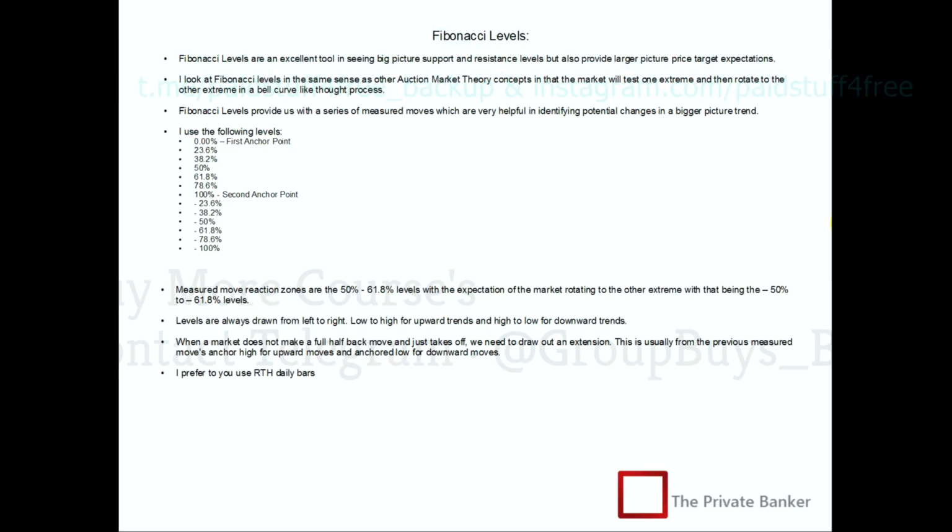As I said, I look at these in the same sense as other auction market theory concepts, in that the market will test one extreme and then rotate to the other extreme in that whole bell curve like thought process. Fibonacci levels provide us with a series of measured moves, which are very helpful in identifying the potential changes in a bigger picture trend, or of course the continuation of them. And the following numbers are what I use for my Fibonacci levels.